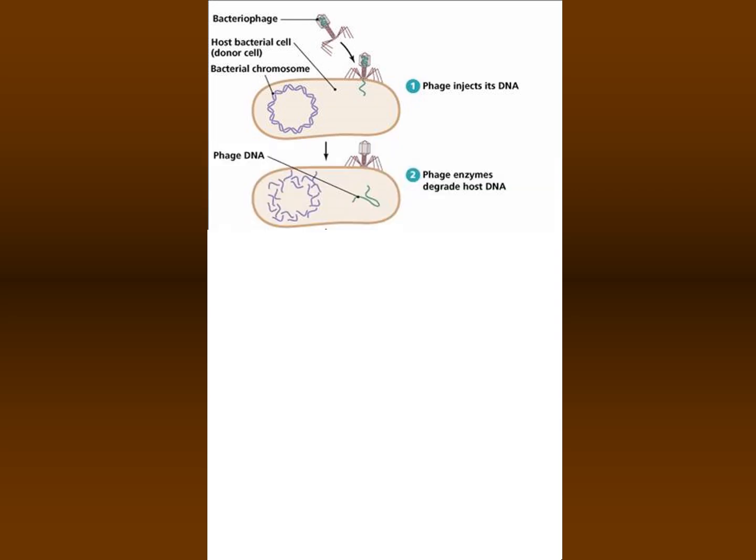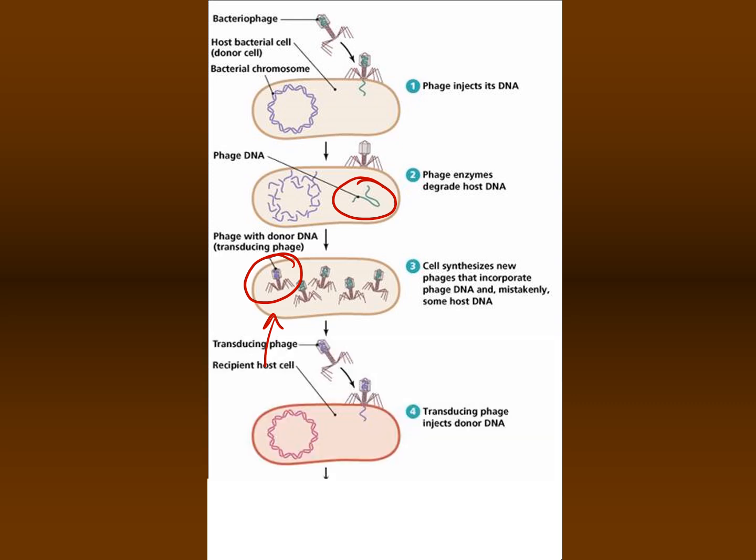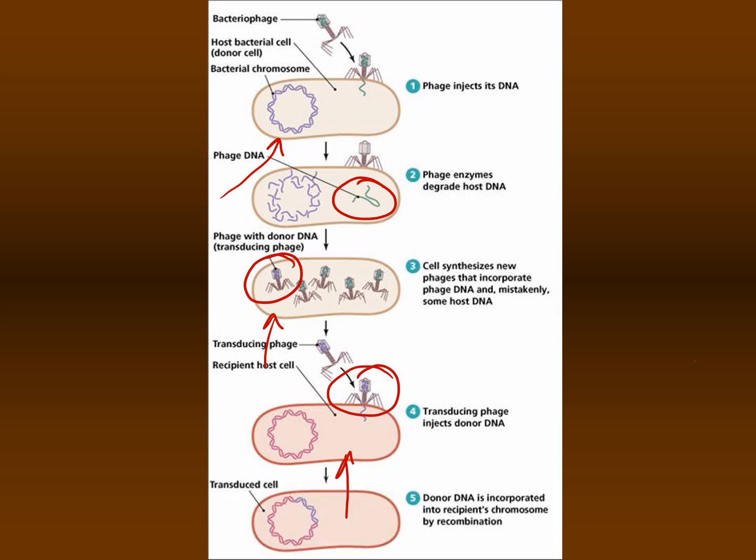So here's an example of the phage that infects bacteria. New phages are synthesized, and you can see that this particular one packaged a fragment of the bacterial genome. Infection of a different cell by that phage results in the generalized transduction of the genome from that cell into this one. And the donor DNA is incorporated into the chromosome of the recipient cell.